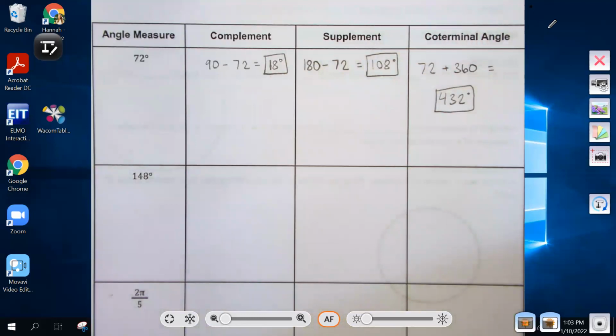Well, it's because it's what you've dealt with your whole life. You've never done anything with radians.